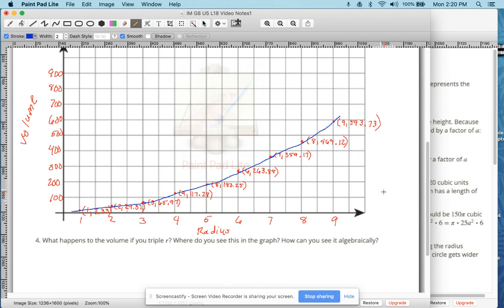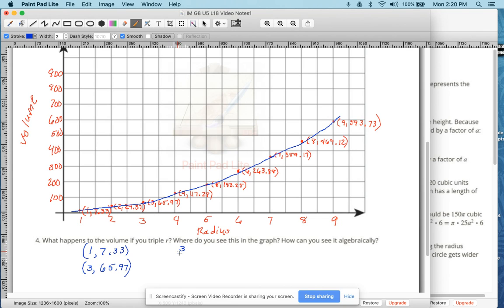And so they're asking us in number 4, what happens to the volume if you triple R? Well, if I have a radius of 1, I had a volume of 7.33, okay? If I tripled 1, that's my radius, I would have a radius of 3. And when I tripled the radius, the volume was 65.97. Remember in our prediction, we predicted that tripling the radius would increase the volume 9 times. Well, did it do that? And it did. And I'm going to show you how.